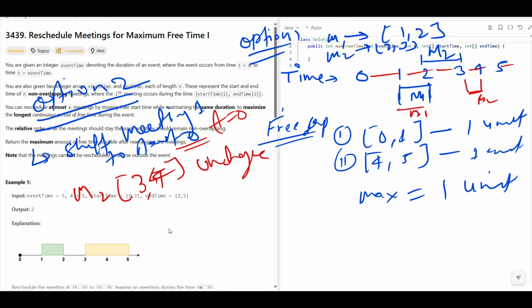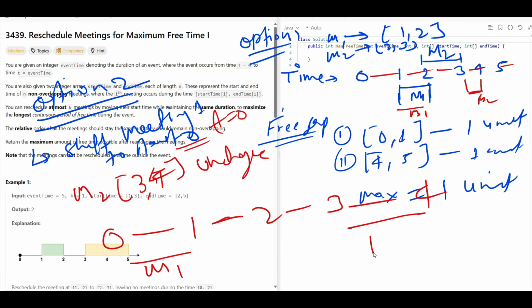So we have shifted M1 to this place. How will it become? It will become 0, 1, 2, 3, 4. So this is your M1 and this is your M2.